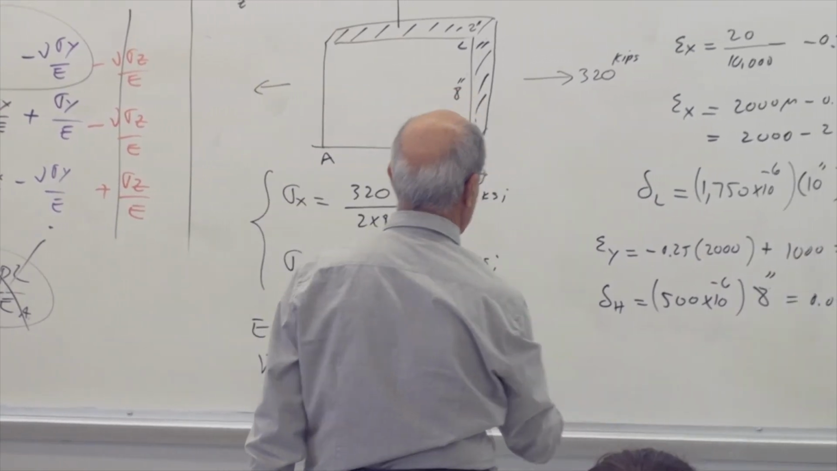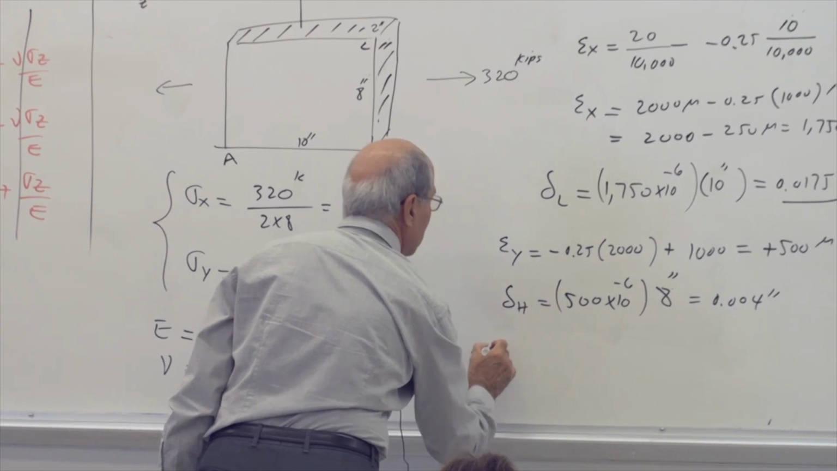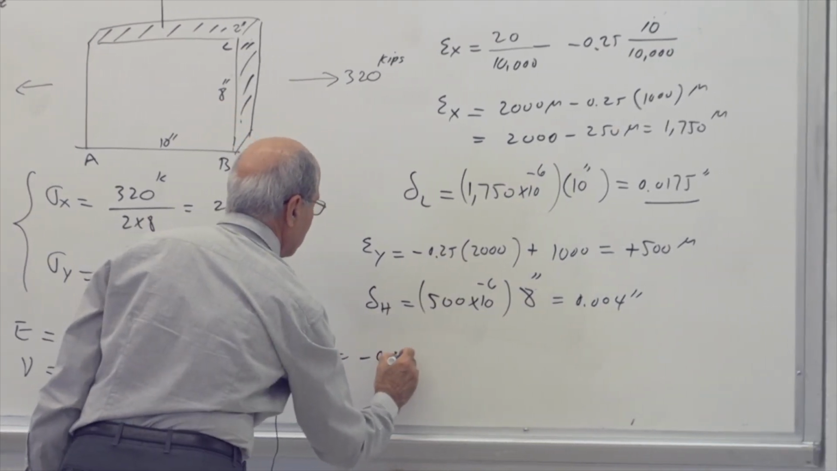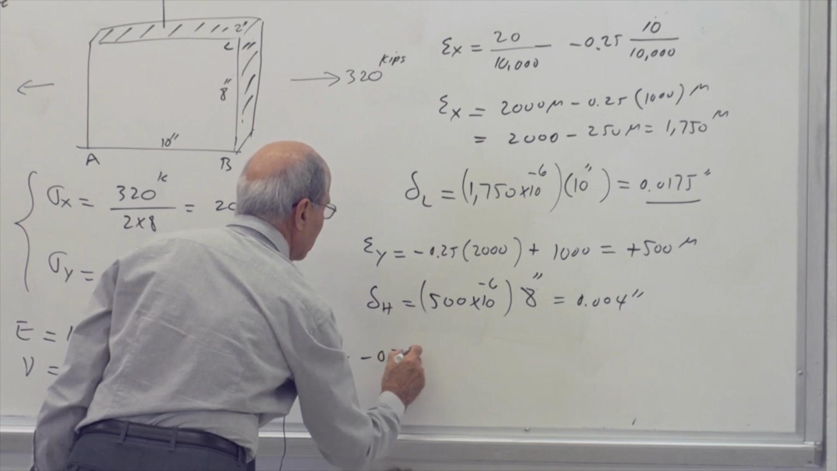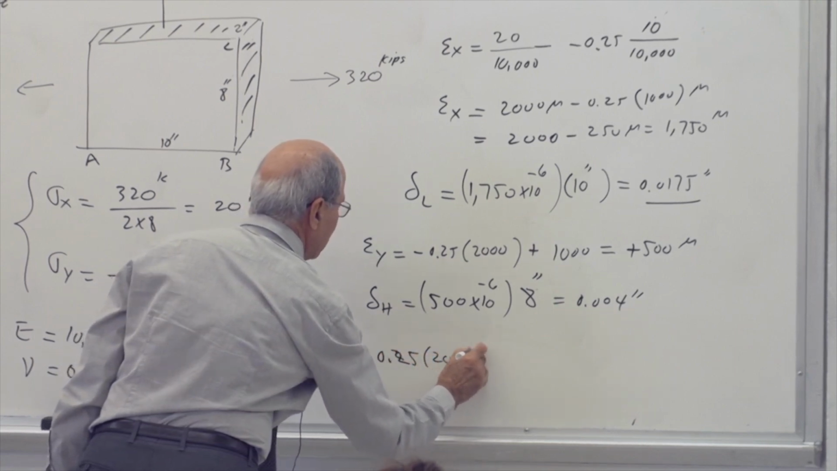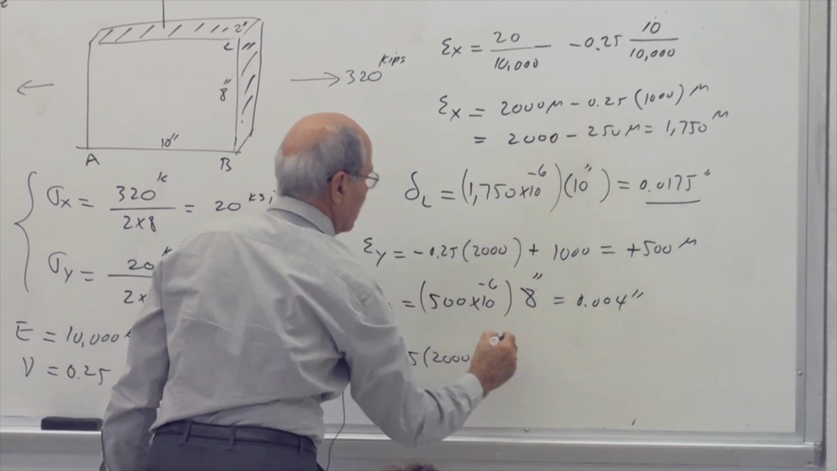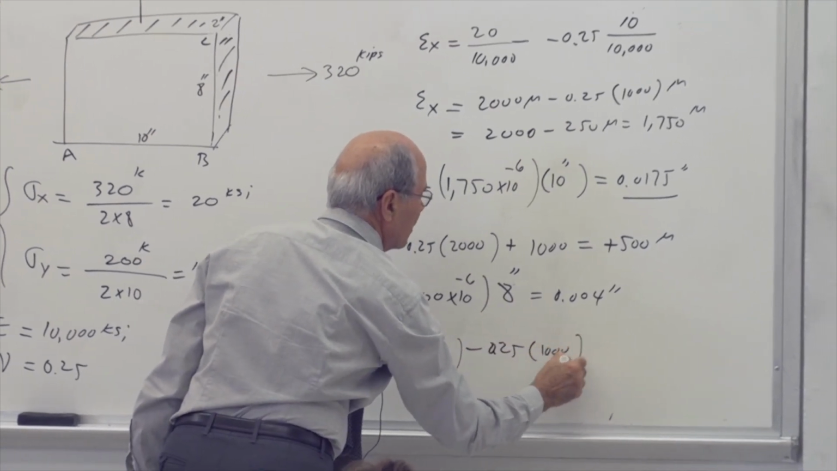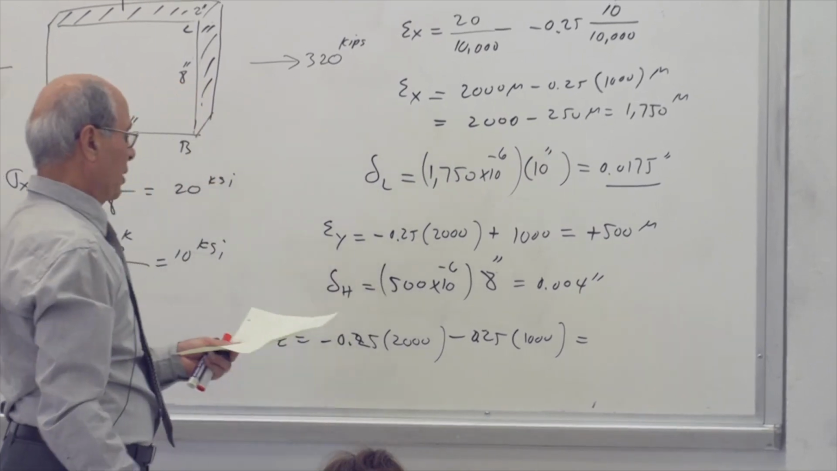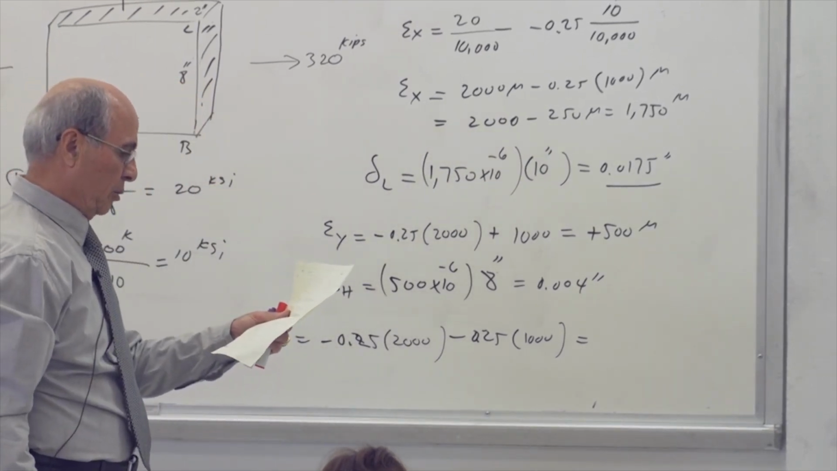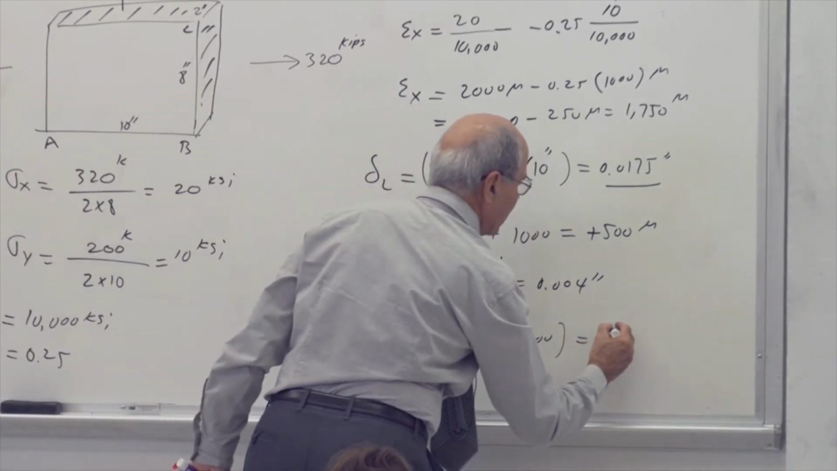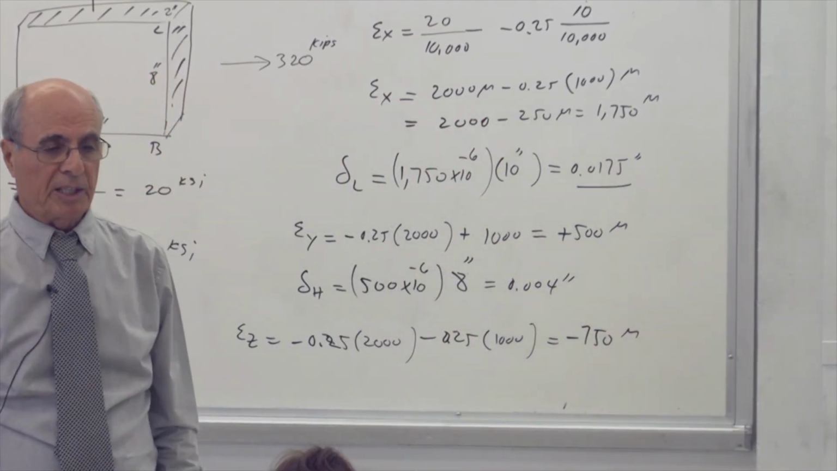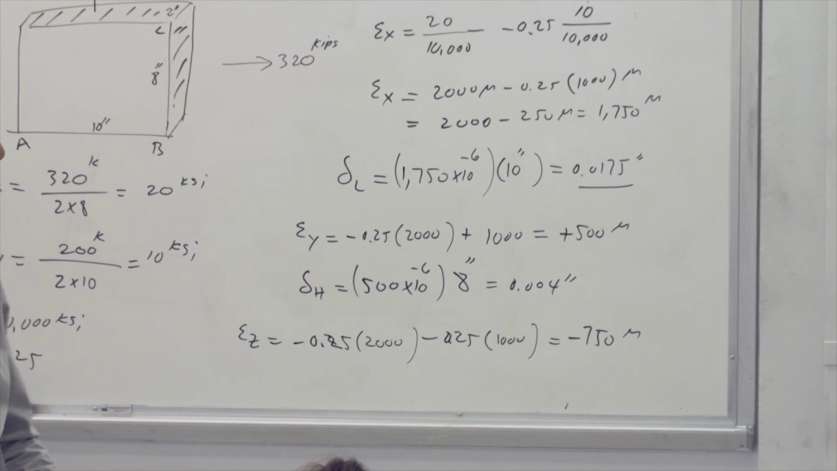So anyhow, epsilon z, I don't have to calculate that because, again, the numbers are here. For this one, I have minus 0.25 of 2000, we already calculated. For the other one, we have minus 0.25 of 1000. So you calculate that together. Both of them are negative, so it becomes equal to minus 750 micro in the z direction. It's negative because both have the effect of negative.